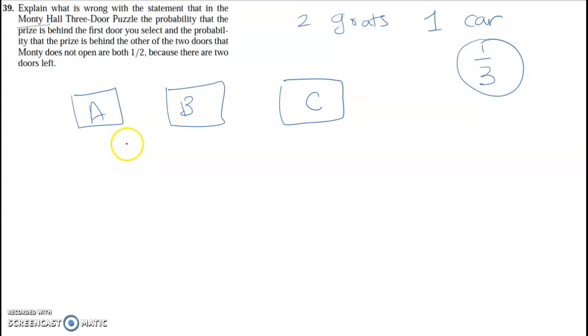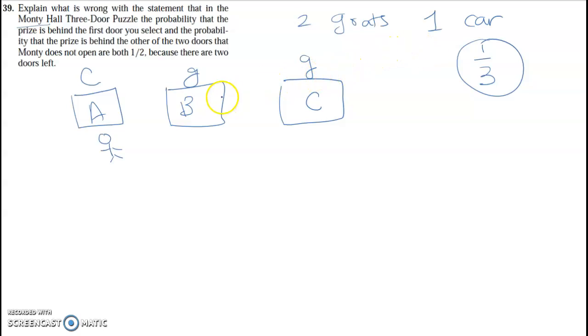All right, but here's the trick. Let's say you picked door A, so you're standing right here. The show host, Monty, is going to show one of the other two doors that has a goat in it. So one of them must be a goat, if not both. So let's say our choices were car, goat, and goat.